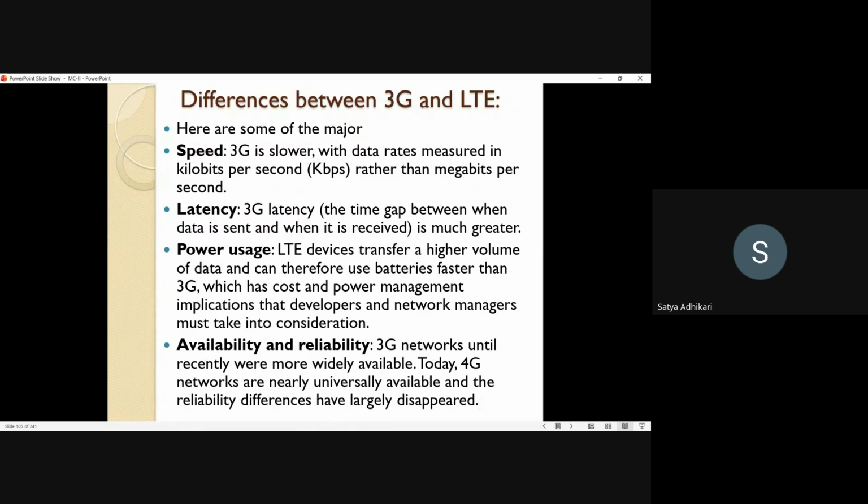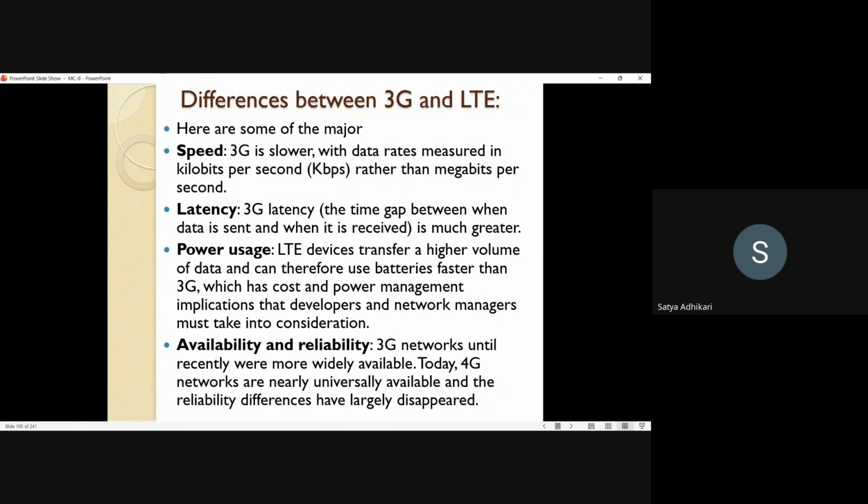So the difference between 3G and LTE: the first factor is speed. Obviously, 3G is slower, with data rates measured in kilobits per second, whereas LTE is measured in megabits per second. So obviously, the speed of LTE technology is better than 3G technology. Latency: the latency word means the time gap between when data is sent and when data is received, and in 3G it is much greater.